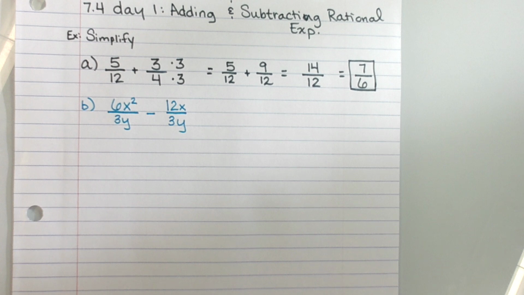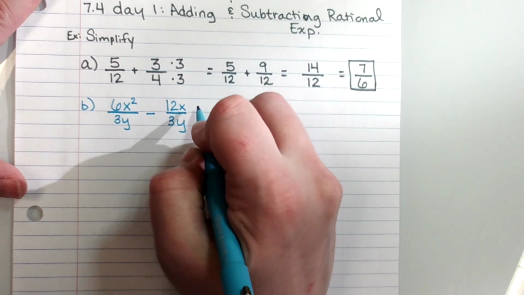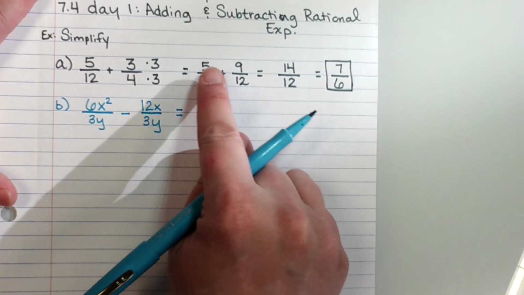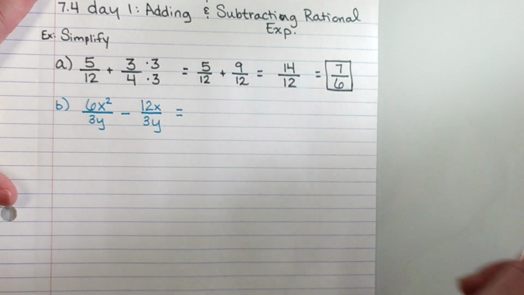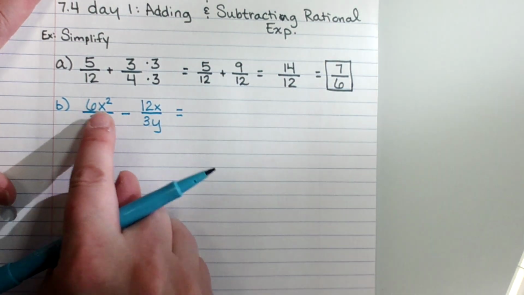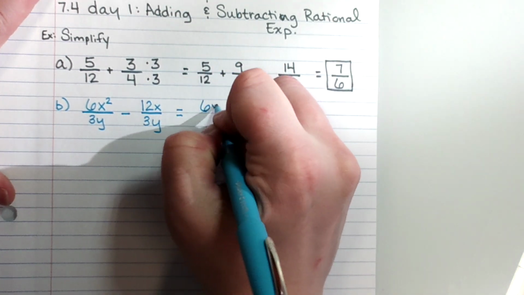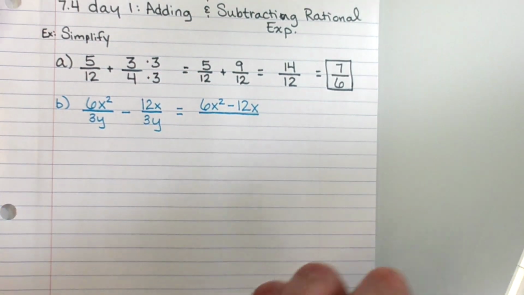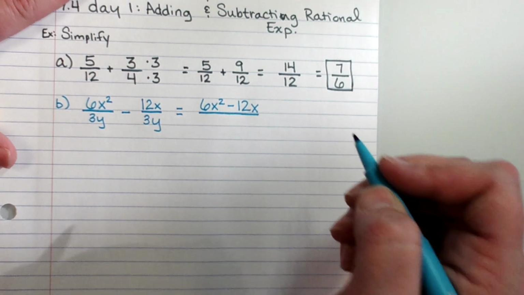6x squared over 3y minus 12x over 3y. In order to subtract fractions, I need a common denominator. Done? So, following the idea of what I did on the first problem. Once you have your common denominator, you do the addition or the subtraction across the top. 6x squared subtracting 12x. Over the common denominator.